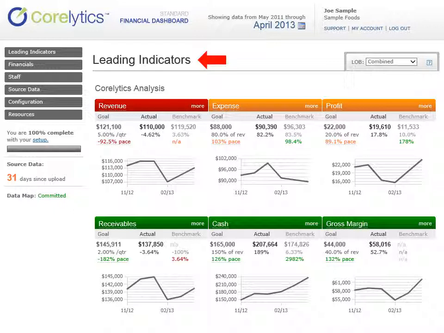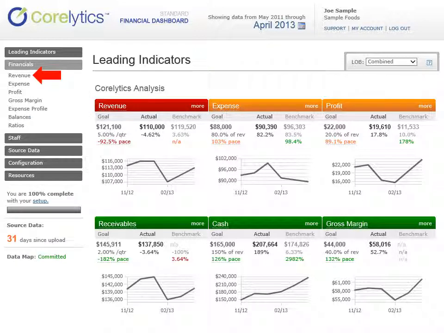The first thing you see when you log in to your account is what we call the leading indicators. And these are kind of a snapshot view of what's going on in your business as of the last 6 months. And so here we are looking at revenue, which is red, which tells us you are not meeting goal. In fact, this picture is showing us that we are down by 4.62% over the last 6 months. Now we need to dig in and find out why that's happening.